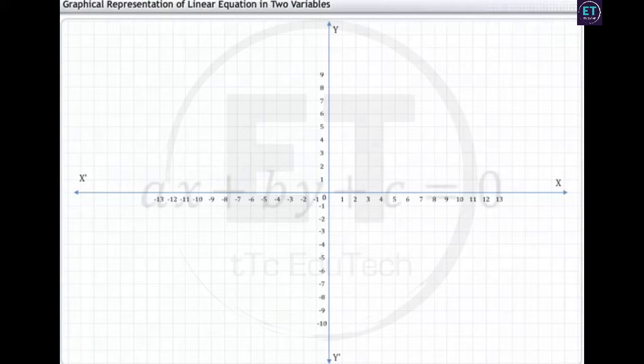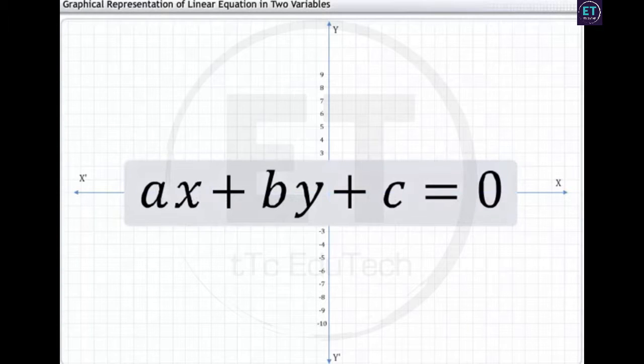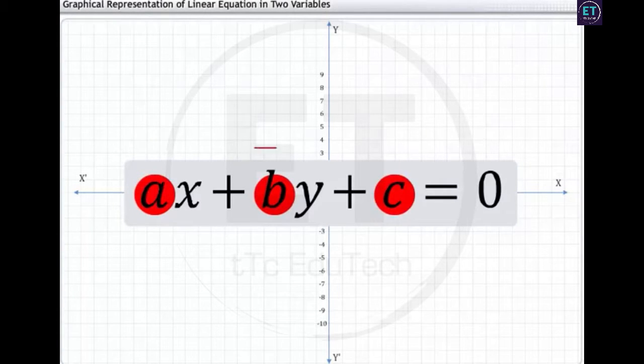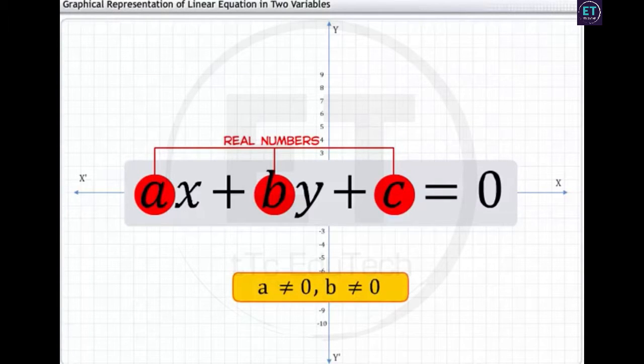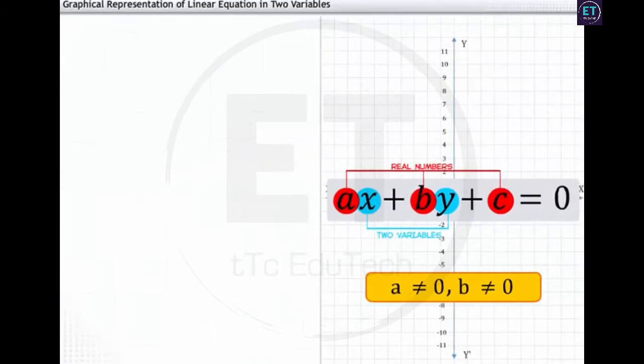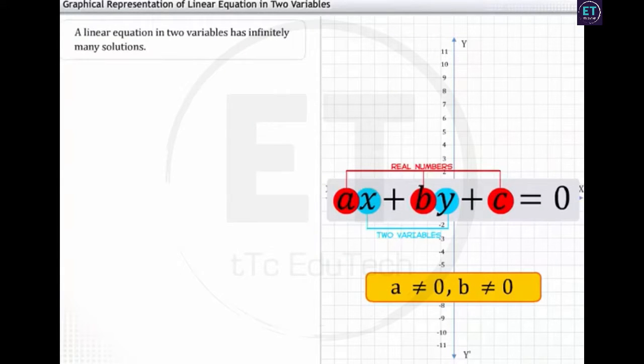Before learning how to represent a linear equation in two variables, let's review our understanding of its definition. An equation in the form of ax plus by plus c equals 0, where a, b and c are real numbers and a and b are not both 0, is called a linear equation in two variables. Such an equation has infinite number of solutions.